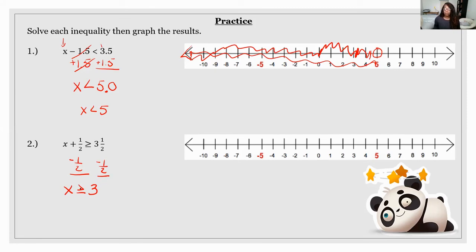So is it going to be open or closed? It will be closed. The reason why, because we got the line underneath it. So at the 3, I'm going to put a closed circle, or a dot, on 3. And since it says greater than or equal to, that means I'm going to shade to the right. All right? So any value, including 3, all the way up to positive infinity, will make that into a true statement.